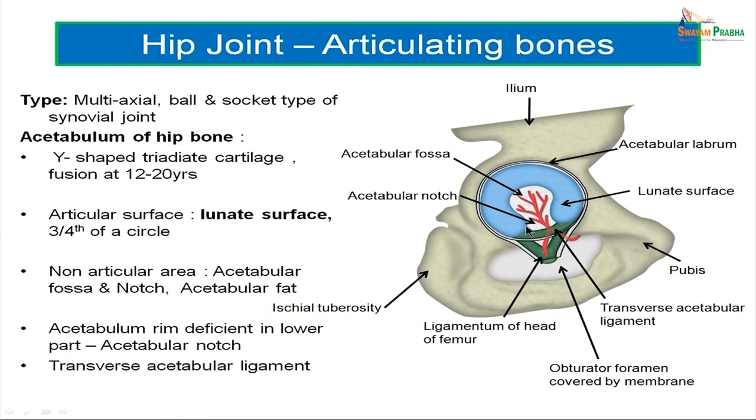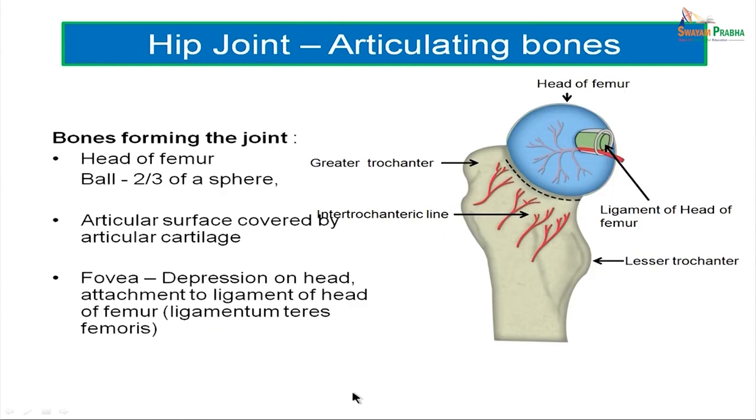The acetabulum is deficient in the lower part and forms the acetabular notch, which gives attachment to the transverse acetabular ligament. The lower end of the articulation is formed by the head of the femur, which is a ball comprising 2/3 of a sphere. The articular surface is covered by articular cartilage, and there is a fovea or a depression on the head which gives attachment to the ligament of the head of femur, which is also called ligamentum teres femoris.